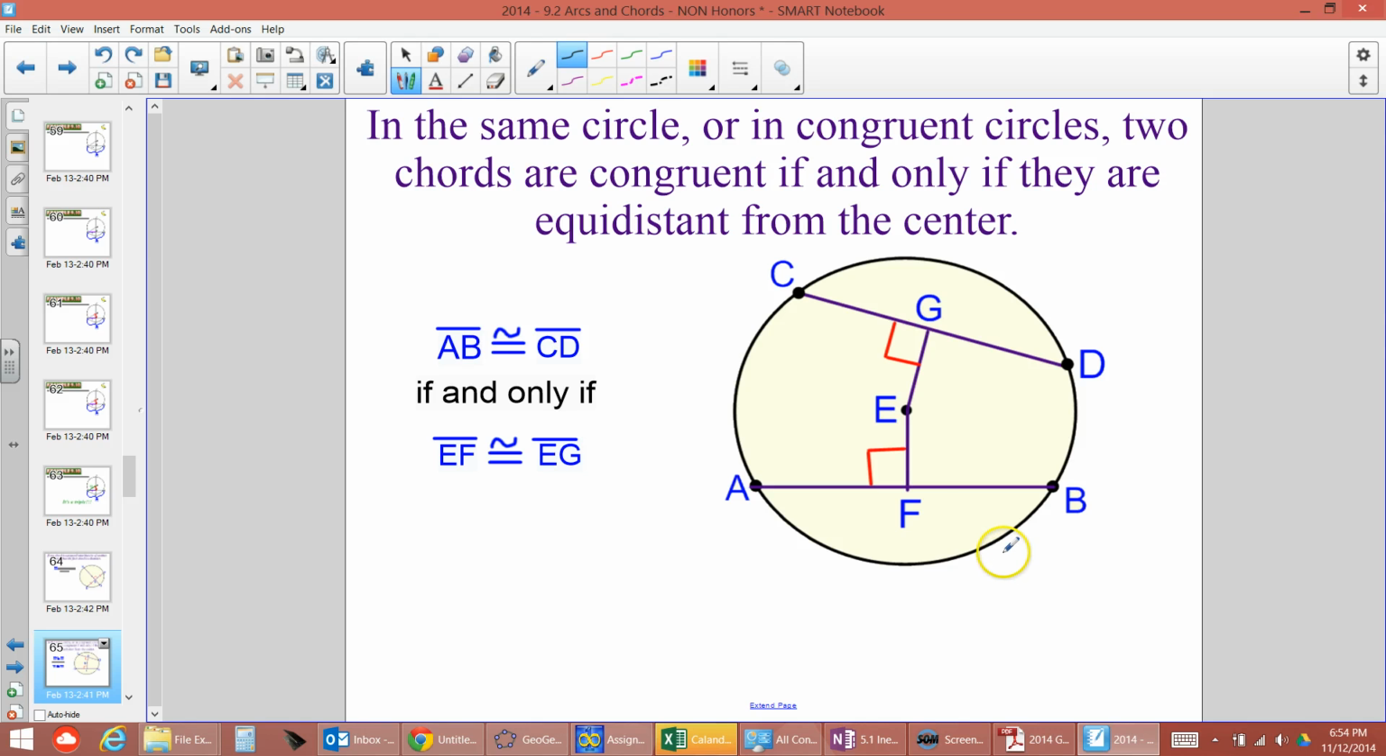Okay, a new rule to talk about. In the same circle, or in congruent circles, two chords are congruent if and only if they are equidistant from the center. Okay, so that means that AB is congruent to CD only if EG and EF are congruent. Okay, they have to be the same distance. It goes both ways. So if they're congruent, then we know they're the same distance away. If they're the same distance away, then we know that they are congruent. We're going to see that a lot in the homework as well, I'm sure of it.